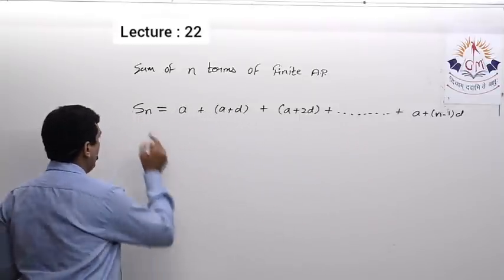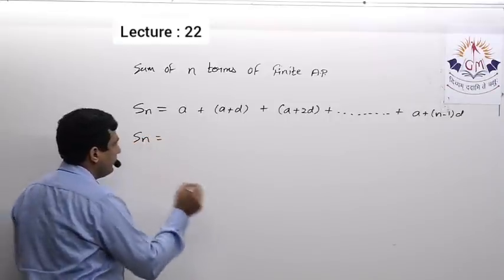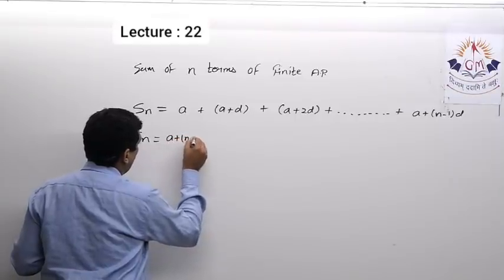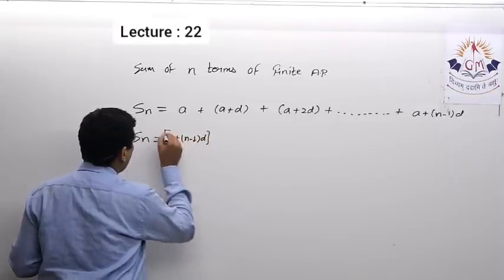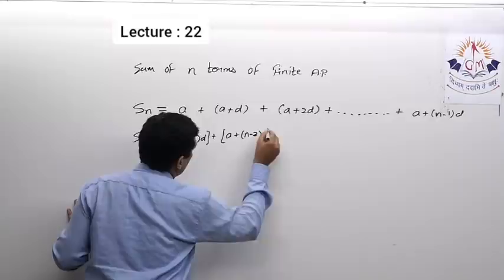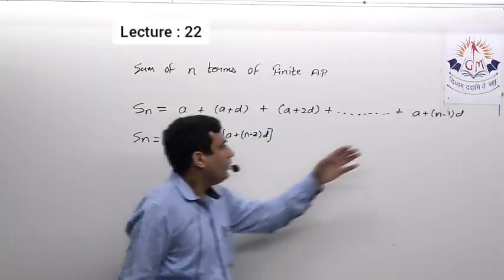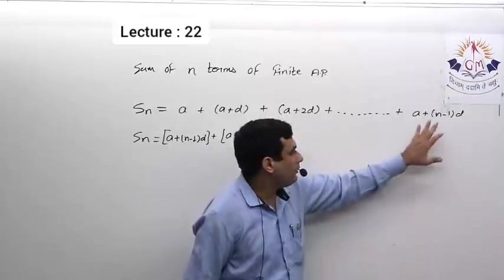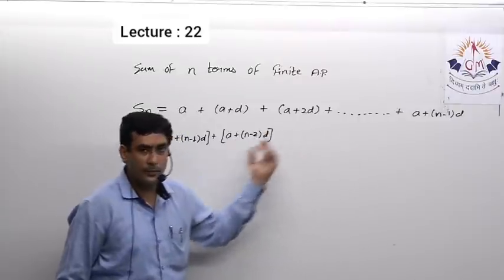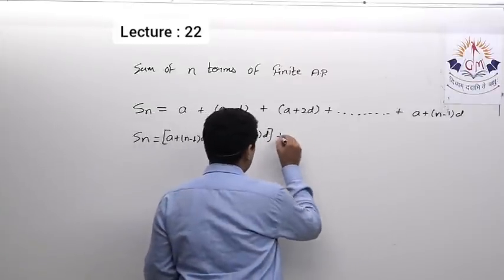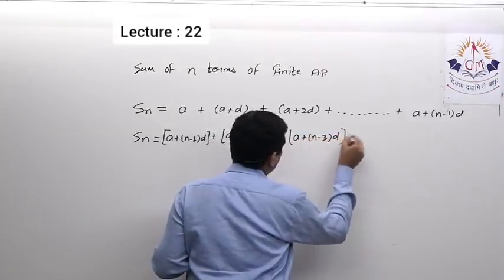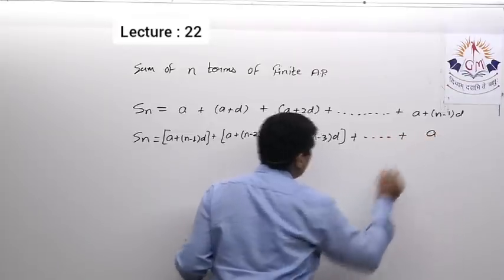Now if I rewrite the same terms in the reverse order, I can write Sn equal to a plus (n minus 1) into d, plus a plus (n minus 2) into d. What I did, I just wrote all the terms but in reverse direction: the last term as the first term, the second last term as the second term, the third last term as the third term, and so on. So here it will become a plus (n minus 3)d. And finally over here I will write the first term.